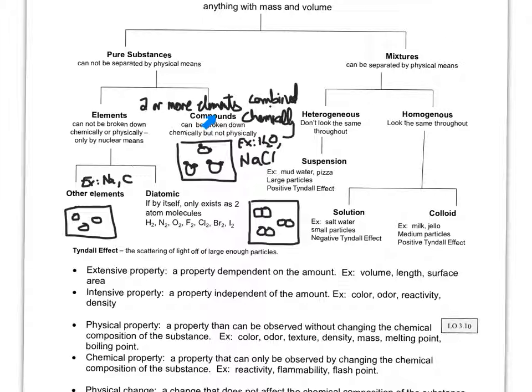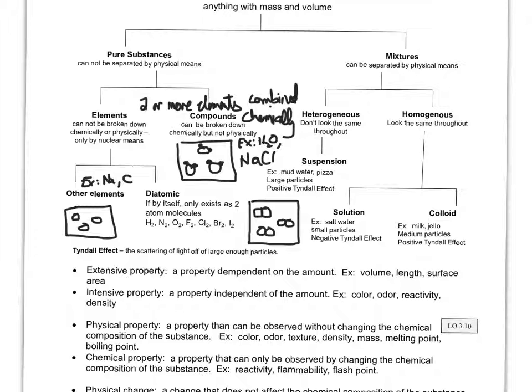Because in order to make a compound, you combine the elements chemically. If I do a chemical reaction, I can separate my water, for example, into H2 and O2. So I can change it or break it down chemically. So compounds can be broken down chemically, but not physically.